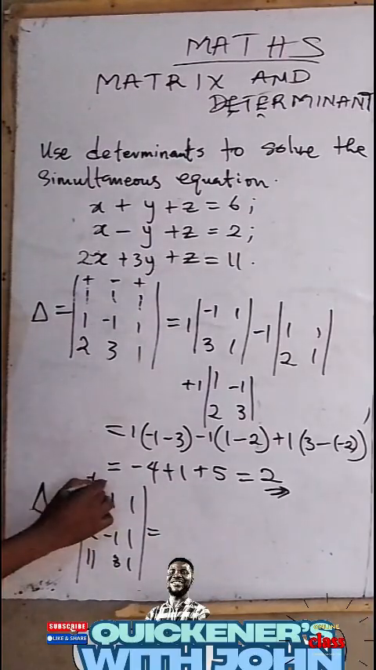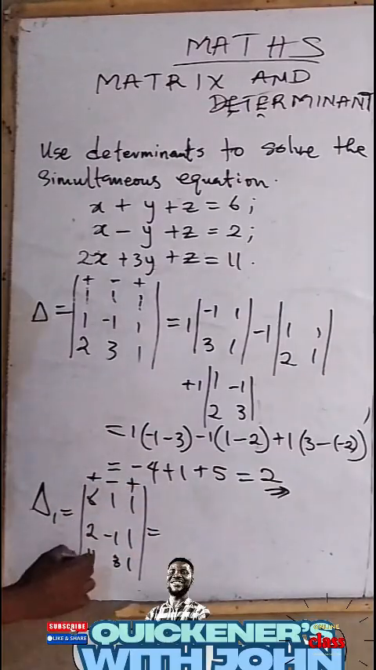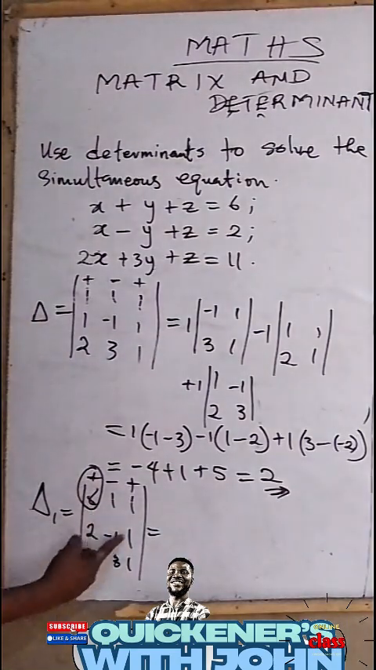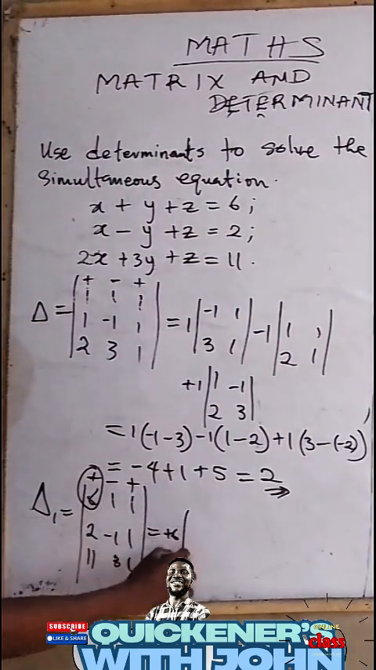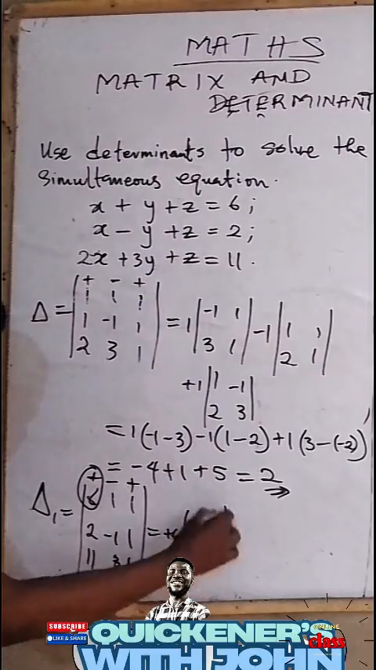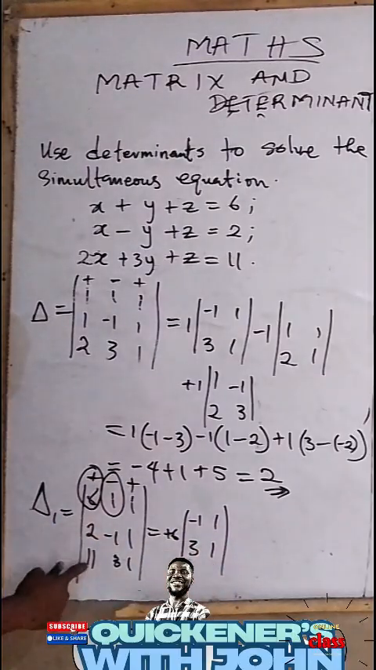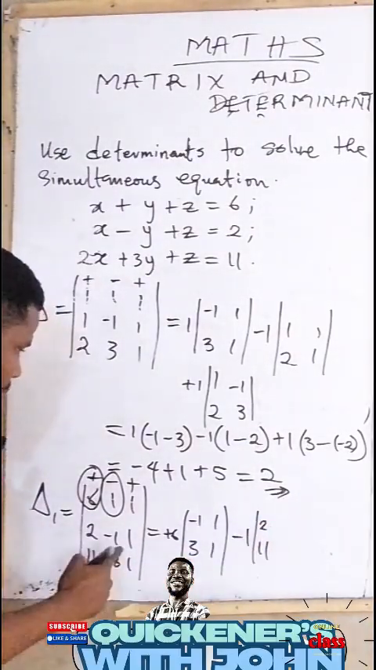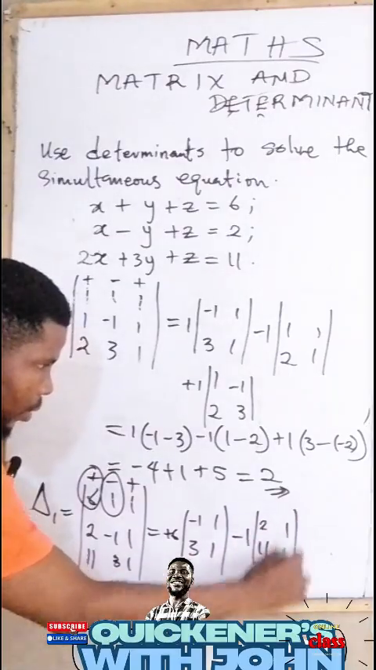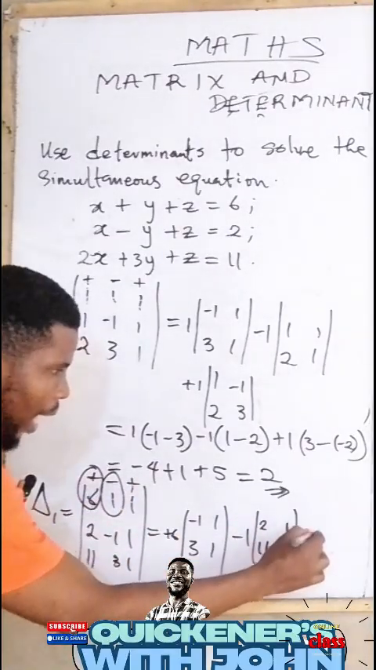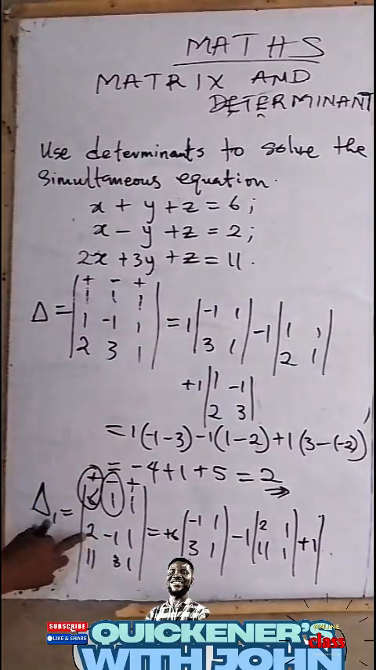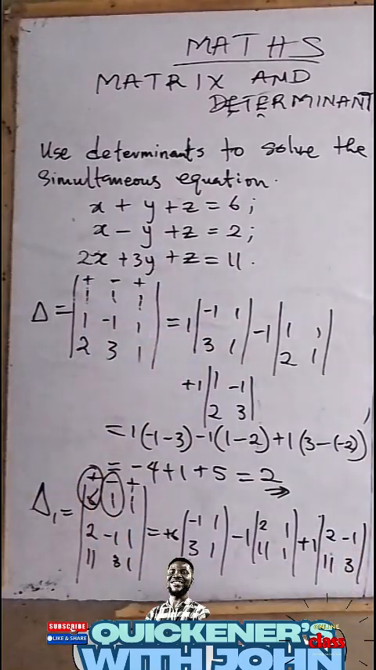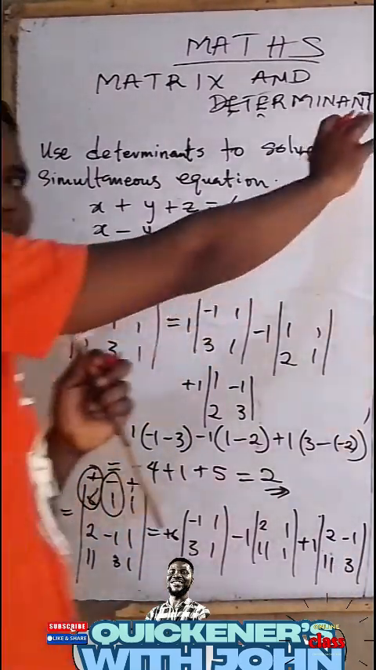So remember, plus, minus, plus. Okay? So plus 6. When you take plus 6, you suspend this row and column, so you have minus 1, 1, 3, and 1. Okay? Then minus 1, I will have 2 and 11, then 1 and 1. Then the last one, plus 1, I will have 2 and minus 1, 11 and 3. Can you see that? So let's continue at this other part of the board. So what do you have?